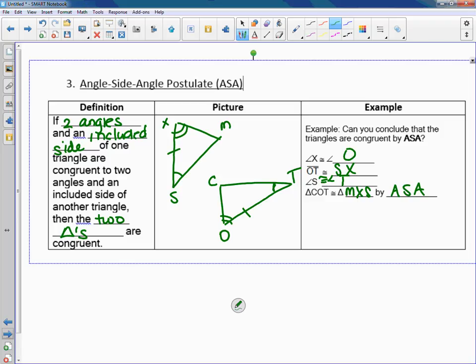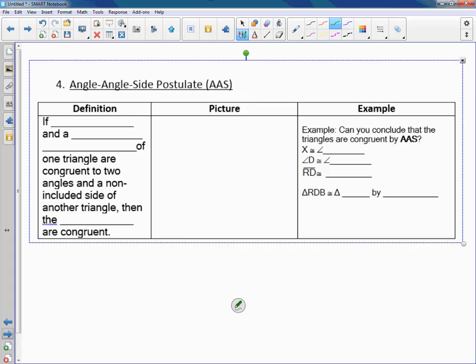Now, the fourth way, there are 5 ways, we're on number 4, is angle, angle, side. So it is when you have two angles. Now here's the difference. And a non-included side are congruent to two angles and a non-included side of another triangle, then the triangles are congruent.